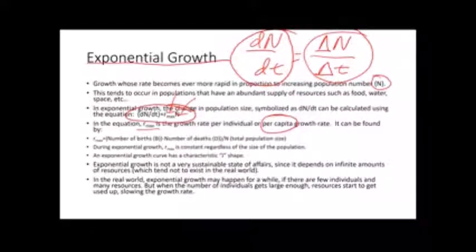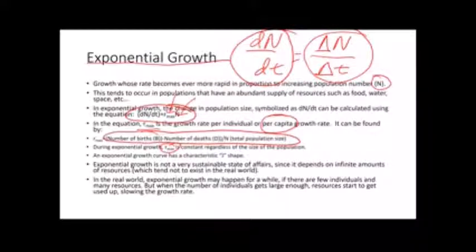To calculate that value, the r max, the per capita growth rate, you simply take the number of births minus the number of deaths, and you divide that all by the total population size. During exponential growth, r max is constant, regardless of the population size.